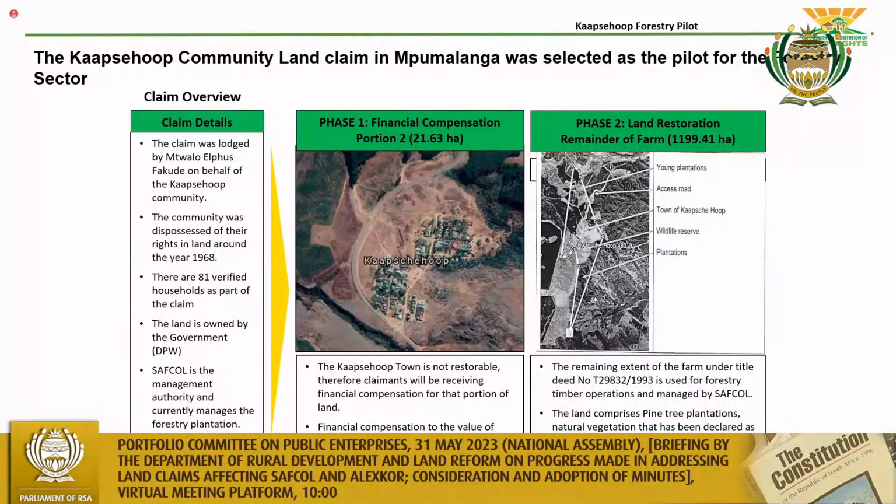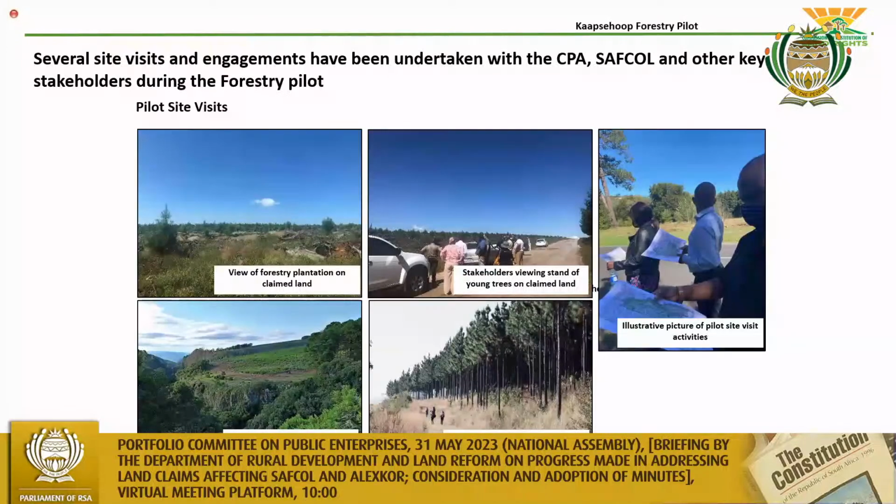There's a phase 1 that was paid out as financial compensation, which was a small town village that was not restorable. And then phase 2 is what the modeling was about, which is the land restoration of about 1,199 hectares. If we move to the next slide, that is just for members to note the scenery, some photos of how the project looks specifically.